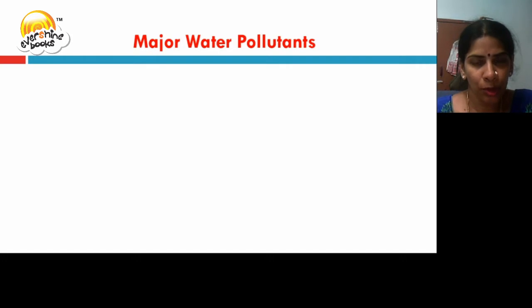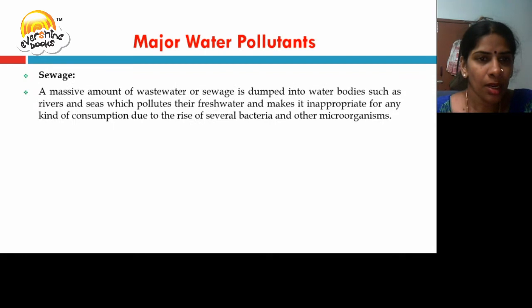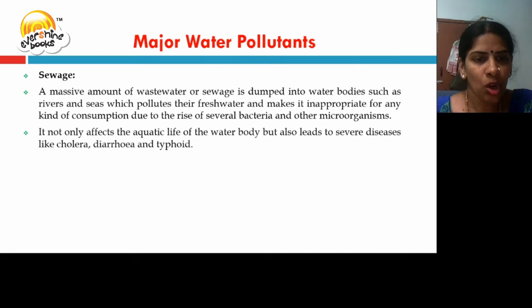What are the major pollutants? Sewage. A massive amount of wastewater, known as sewage, is dumped into water bodies such as rivers and seas. This pollutes the fresh water and makes it inappropriate for any kind of consumption. It causes a rise in several bacteria and other microorganisms. It not only affects the aquatic life of the water body, but also results in severe diseases like cholera, diarrhea and typhoid.